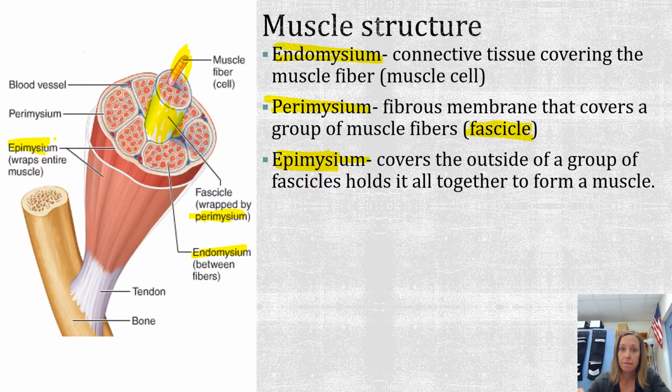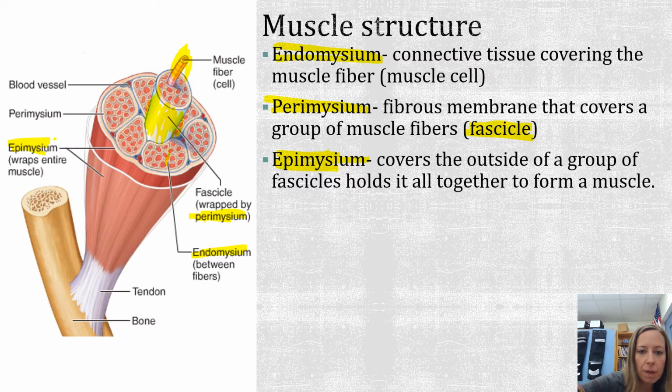These muscle fibers are wrapped by endomysium. See how I had these out of order, I don't know why. But epimysium covers the whole thing, then perimysium is between, and then endomysium is inside. The endomysium covers your actual individual muscle fiber. It shows here that it's between muscle fibers, so it's this in-between area.